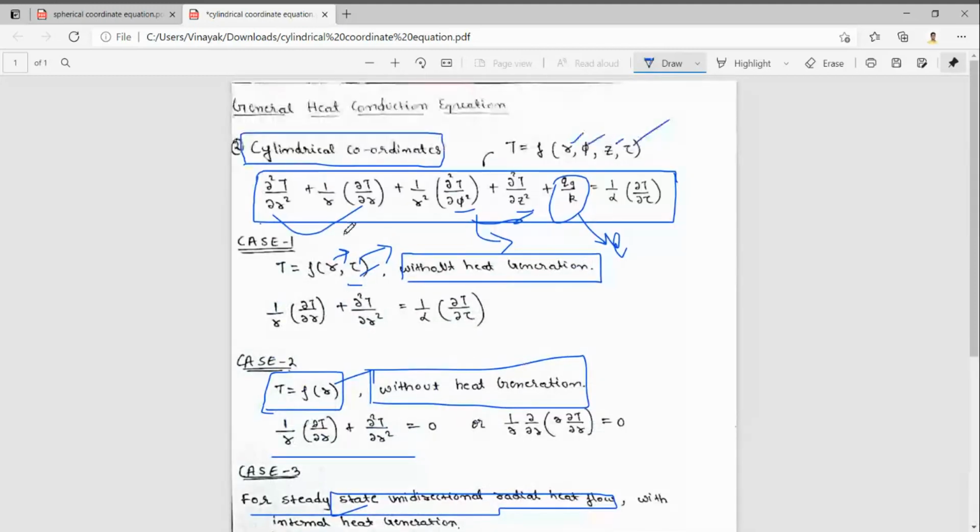So in this video we have seen the general heat conduction equation in cylindrical coordinate. So in next video we will see general heat conduction in spherical coordinate system.